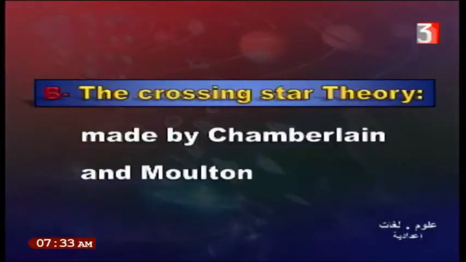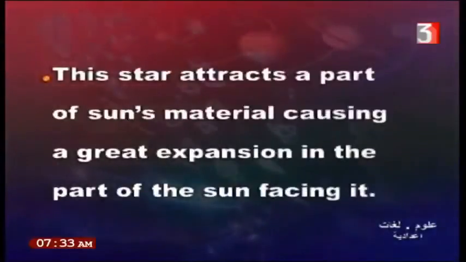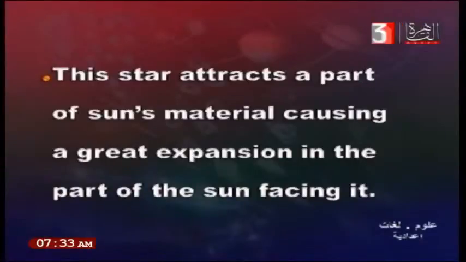The crossing star theory was made by two scientists, Chamberlain and Moulton. A great star approached near the sun and this star attracts part of the sun material, causing great expansion in the part of the sun facing it. Great expansion is formed from the sun due to the attraction force of this crossing star.